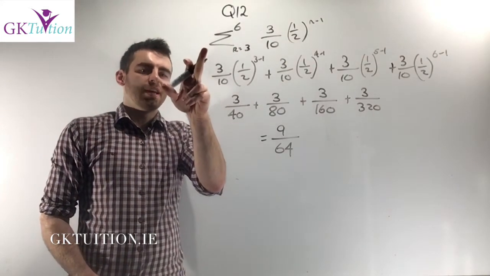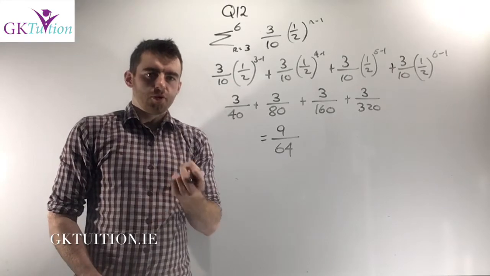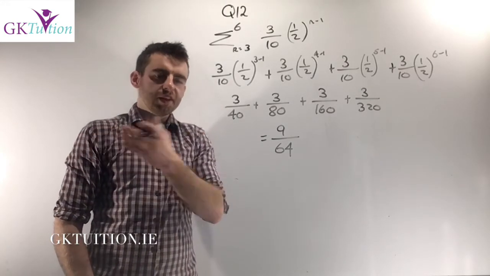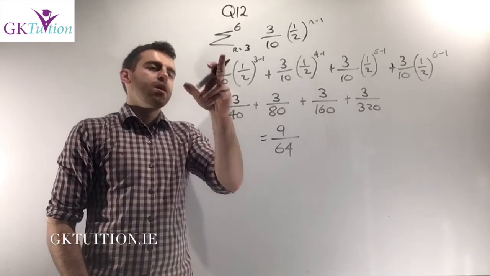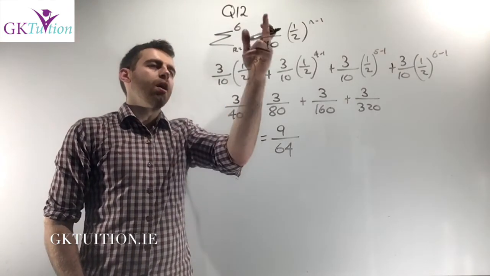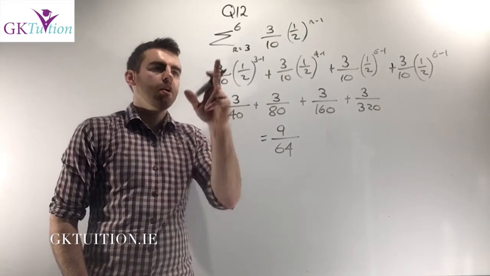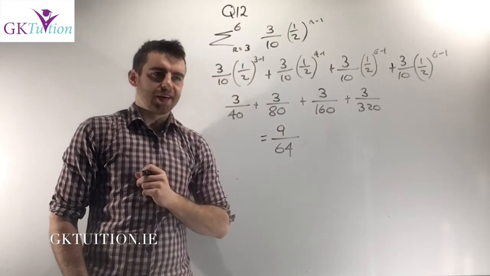This capital sigma means the sum of. We've come across this when we were doing series, especially when we were doing series in induction questions. You're looking for the sum of the function 3 over 10 times a half to the power of n minus 1 from n equals 3 to n equals 6.